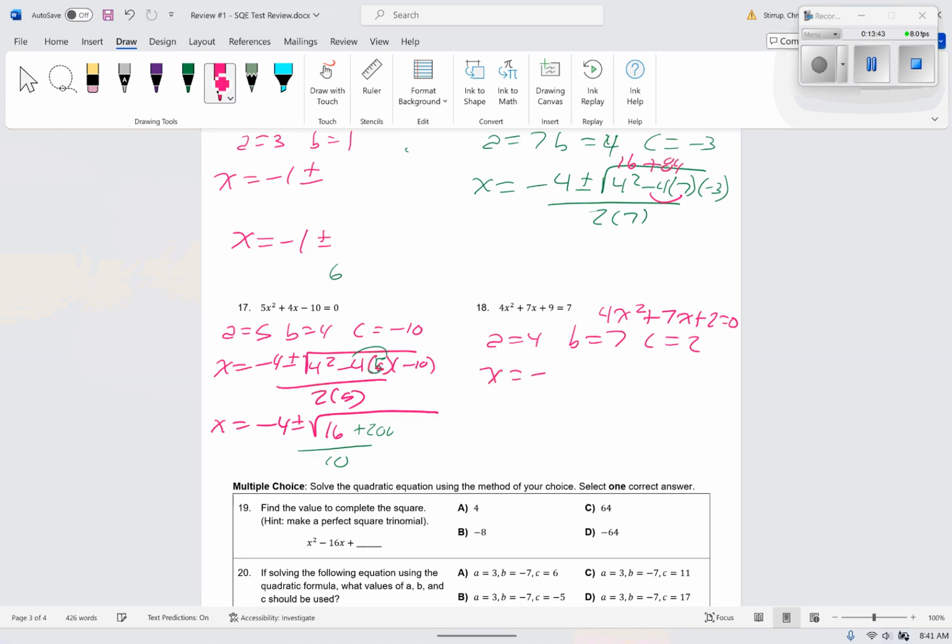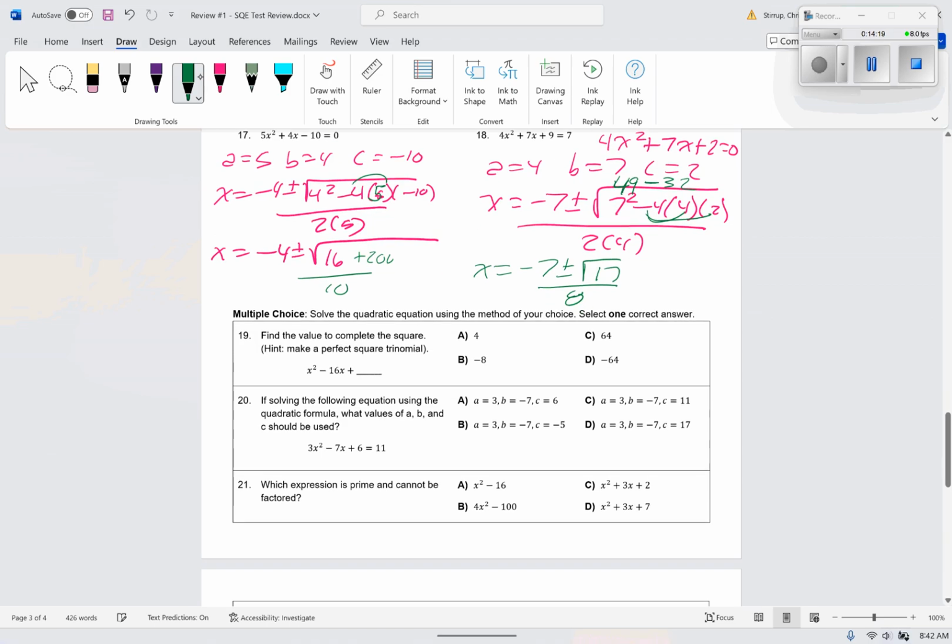So x is equal to -b plus or minus the square root of b squared minus 4ac, all divided by 2a. Okay, so 7 squared is 49, right? And -4 times 4 is -16. -16 times 2 is -32. So 49 minus 32 is going to give me 17. So x equals -7 plus or minus square root 17 over 8. This will not break down. That is your answer.